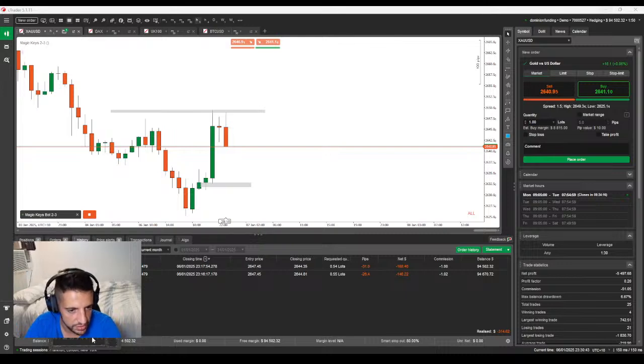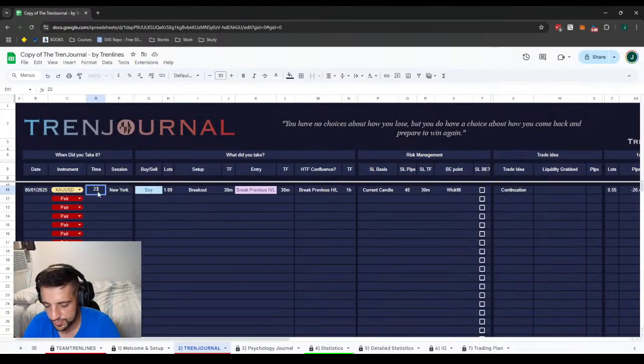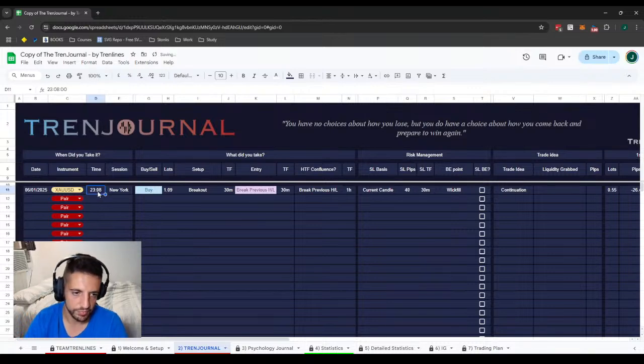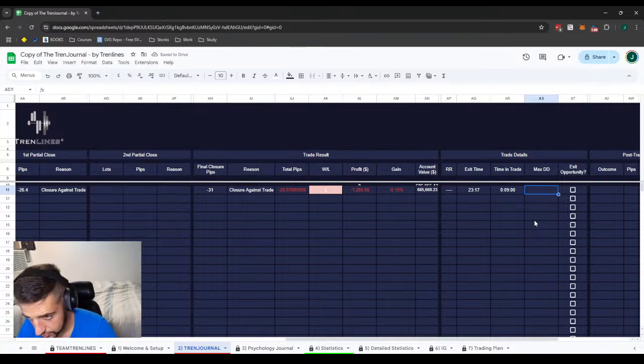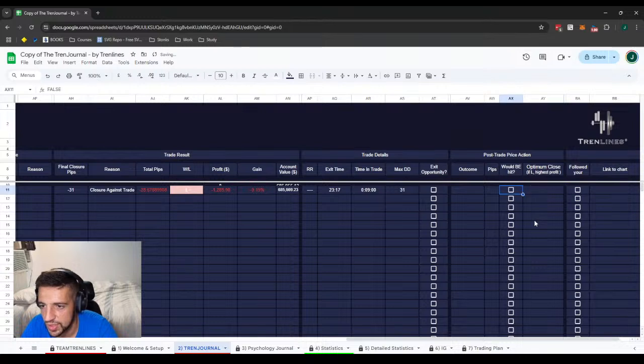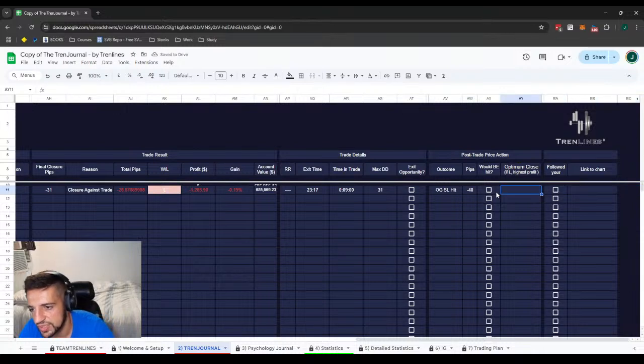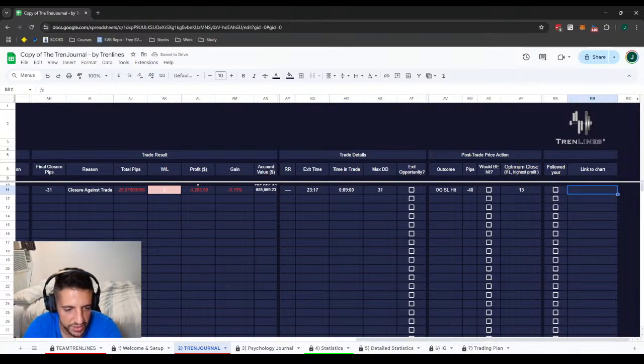Entry was 11:08. There you go. Max drawdown was the full 31. Exit opportunity, nope. Outcome, stop loss. OG stop loss hit. Pips, 40. Would BE hit, no. Optimum close, highest profit was 13, I think. Followed your plan, no. Linked chart, let's get that chart linked up.